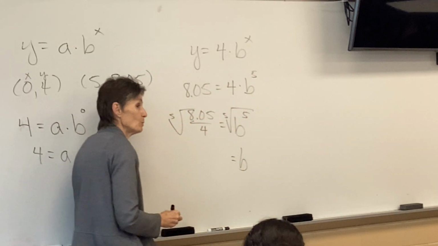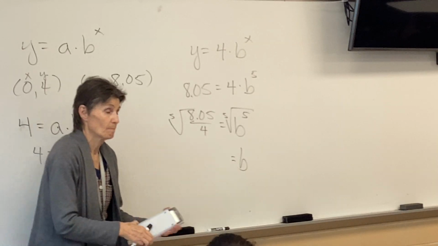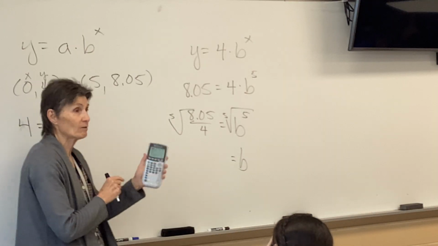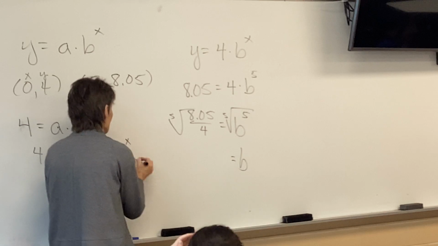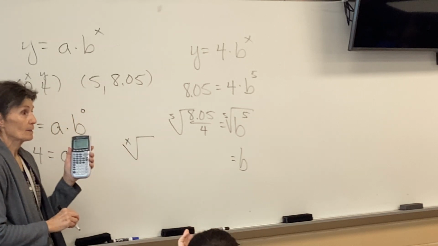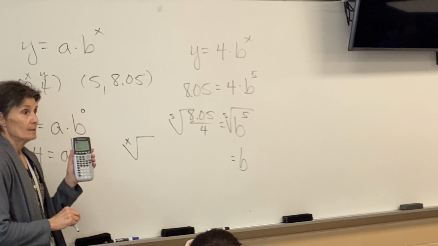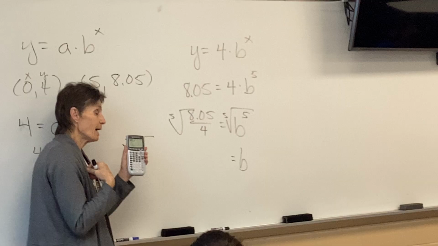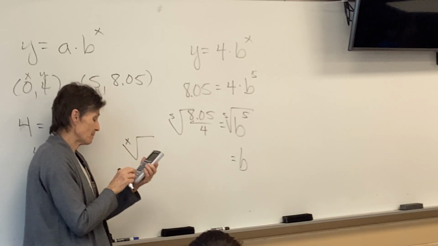To take a fifth root on your calculator, you have 2 choices. If you go to your math menu, press the math button, you see right down there an option that looks like this. That is your X root button. On my calculator, I have to type the 5 in first, and then I type that button.